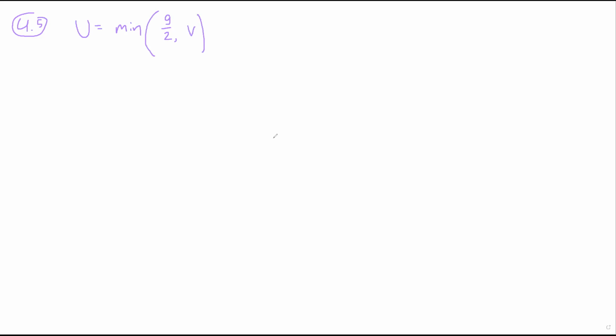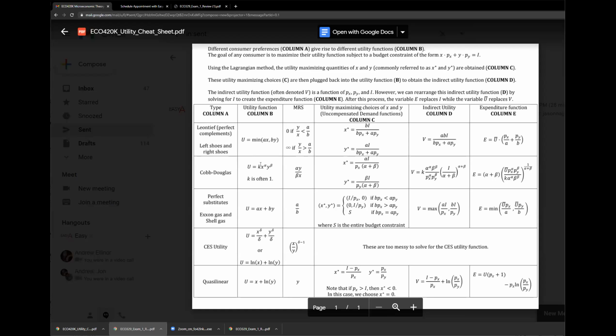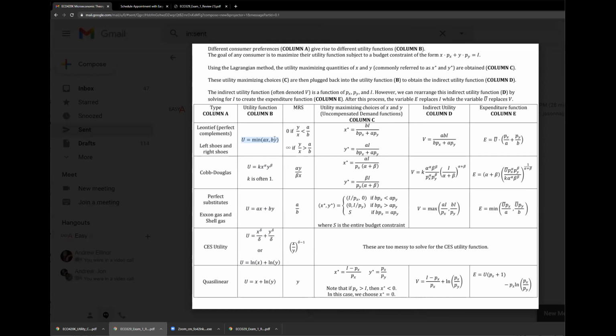I want to point out right off the bat that this is one of the known utility functions that I have on my cheat sheet. Which utility function has a min? Not this, not this, not this. It's this guy. This guy is your perfect complements utility function. So with that in mind, we're going to be using a lot of this row for this question.